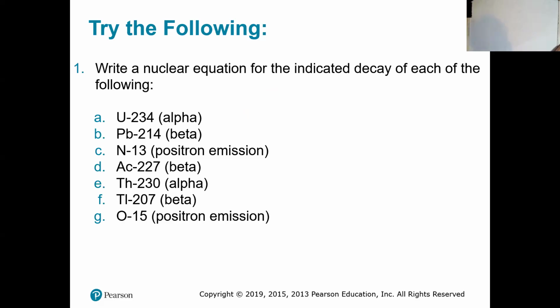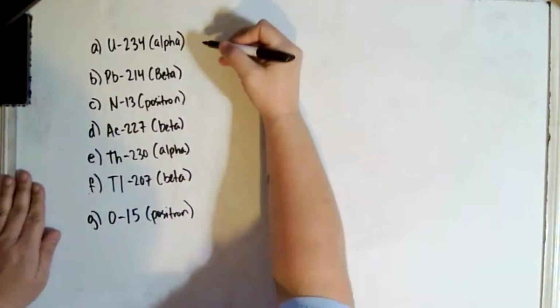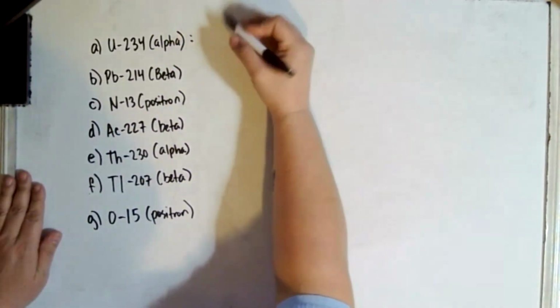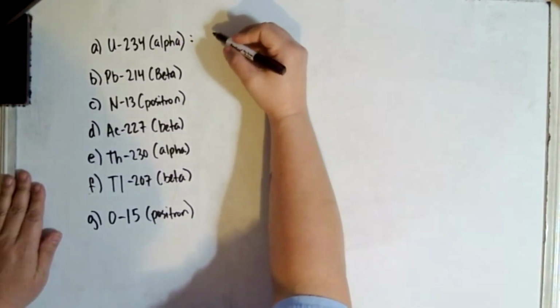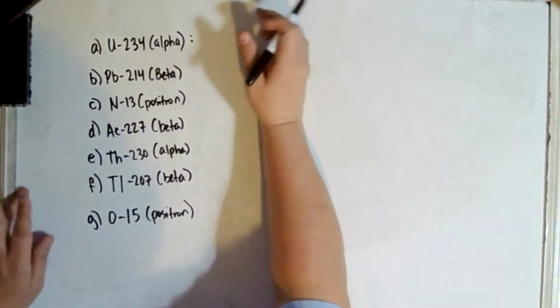I'll pause the recording real quick while I write this down. All right, so let's look at each of these examples. We're going to start each one by rewriting our symbol so that it's in the proper equation format.